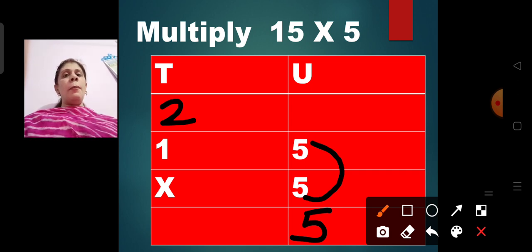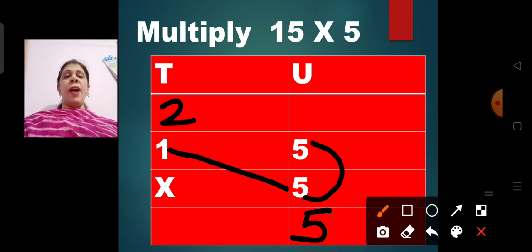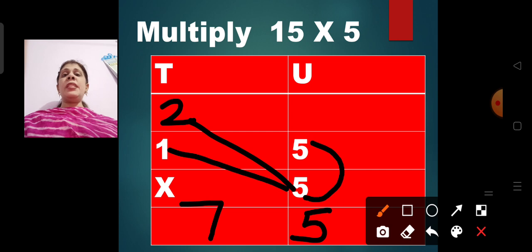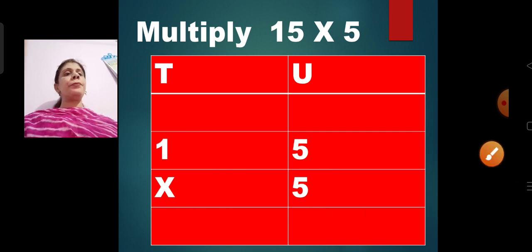Now I will multiply 1 with the 5. So 1 five is 5. To that 5 I will add this 2. So 5, 6, 7. So I get my answer 75. When I multiply 15 into 5, I get my answer 75.